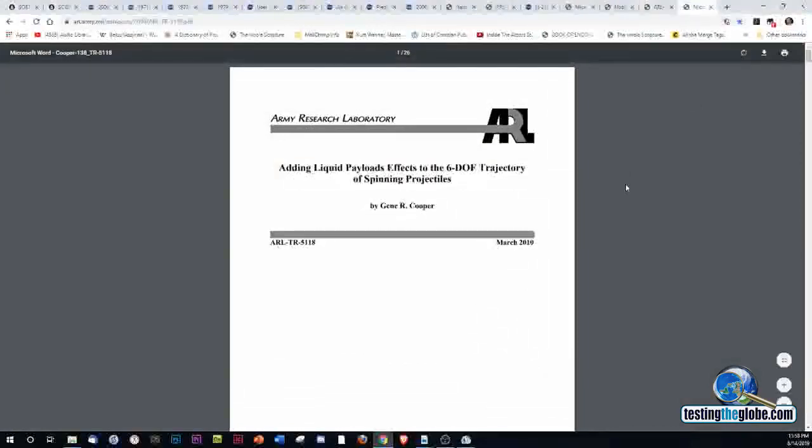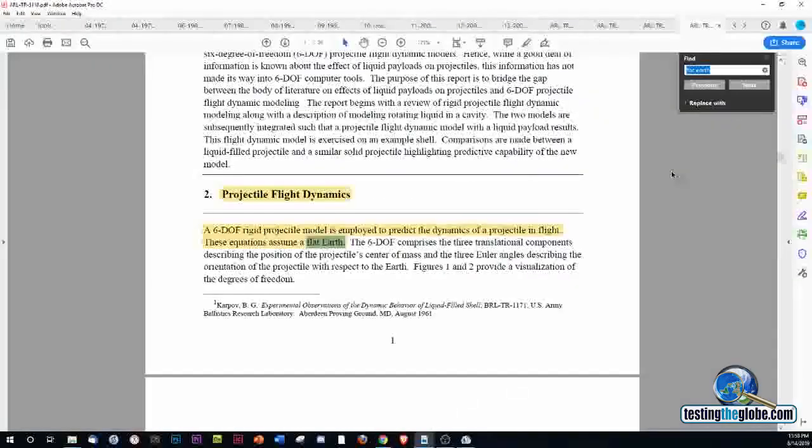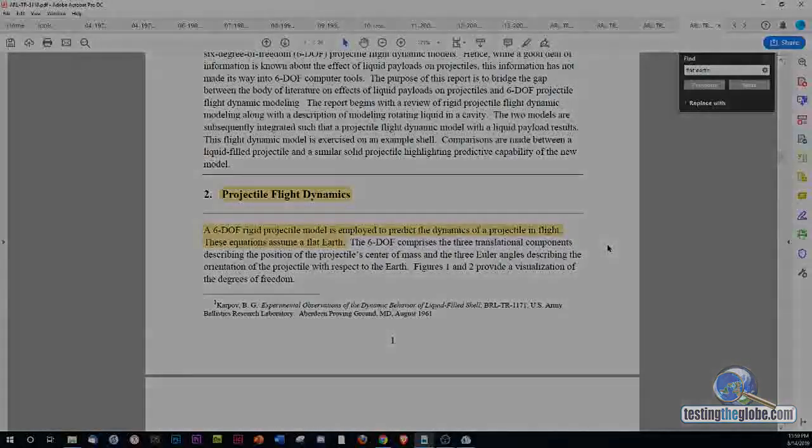And let's see, one last one. From the Army Research Laboratory, March 2010. Projectile Field Dynamics, page 1. The 6-DOF rigid projectile model is employed to predict the dynamics of a projectile in flight. These equations assume a flat Earth. Why would you project flight dynamics over an assumed flat Earth if in reality we are dealing with a spinning ball? It seems to me that the Army Research Laboratory and NASA and the Russians and the CIA have been talking about flat Earth long before any of us showed up. Kind of makes you wonder, what do they know?